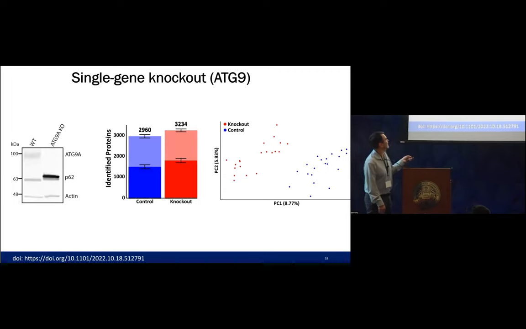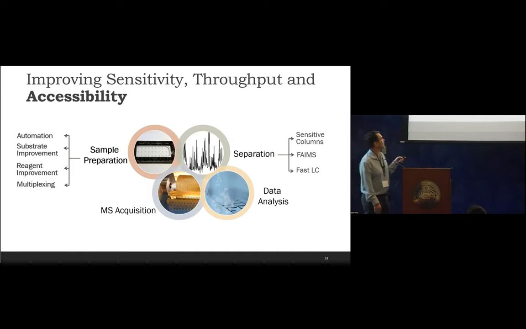So a nice advance. One recent addition here is doing a single gene knockout. This is a protein involved in autophagy. Again, similar proteome coverage, about 3,000 or so proteins per cell. And even just knocking out one gene, we can still differentiate control versus knockout. I don't show it here, but you can see a lot of proteins involved in that autophagy pathway that are significantly differentially regulated just by knocking out that one gene.